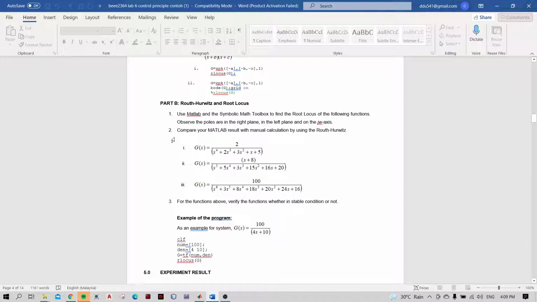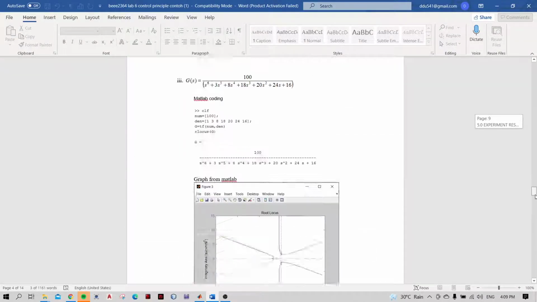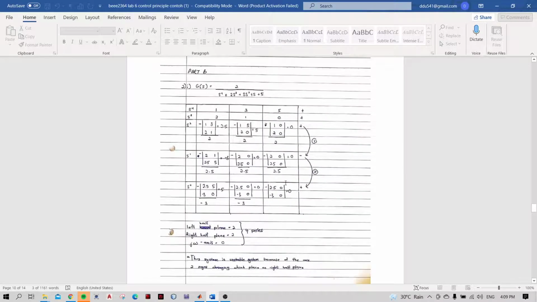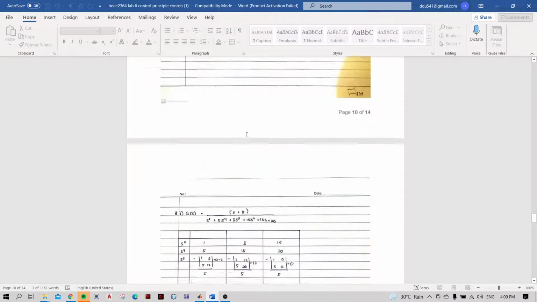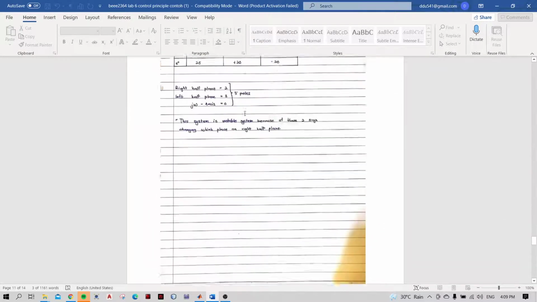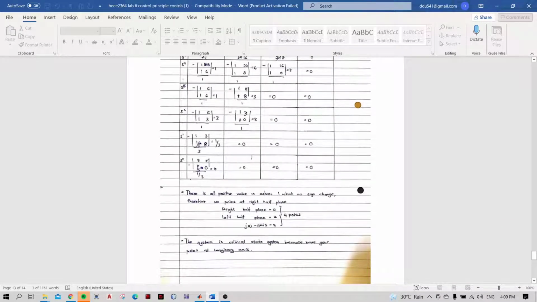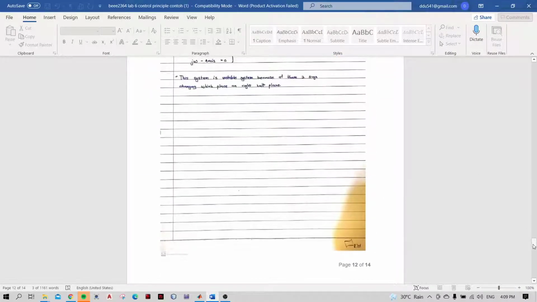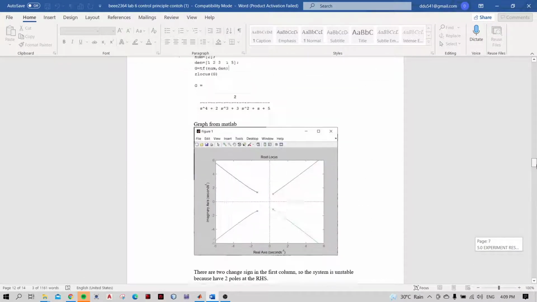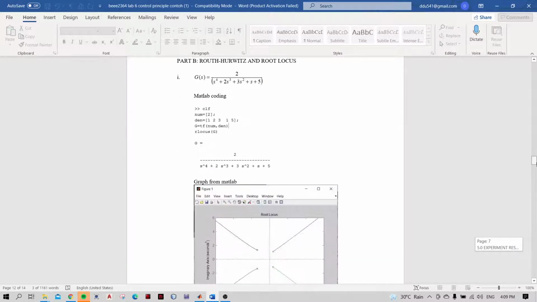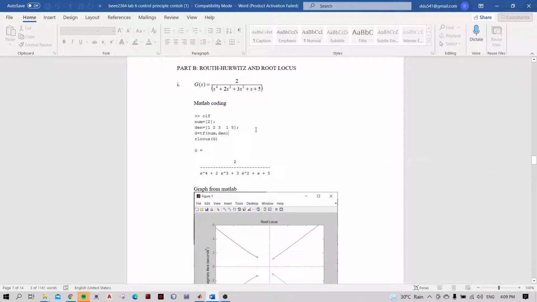So this is the calculation for these three transfer functions. This is the calculation for number 1, this is for number 2, and this is for number 3. Now I'm going to show the graph and the coding. This is the number 1 transfer function and the coding, the numerator and denominator here, and the coding for root locus, and this is the transfer function.